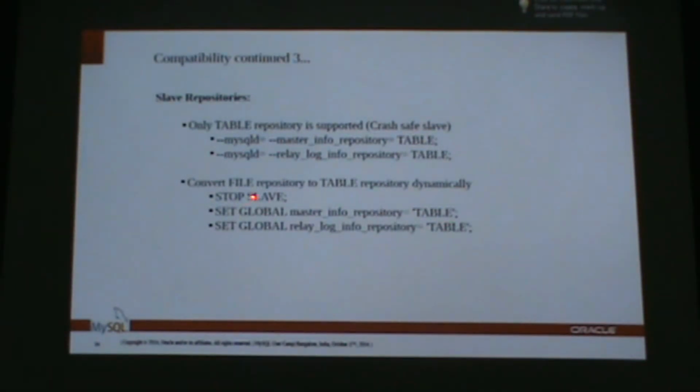All you have to do is stop the slave SQL thread and IO thread, and then change the repository to table. We will automatically convert the file repositories into table repositories. Once it is done, you can say start slave, and then it is ready to use for multi-source replication.